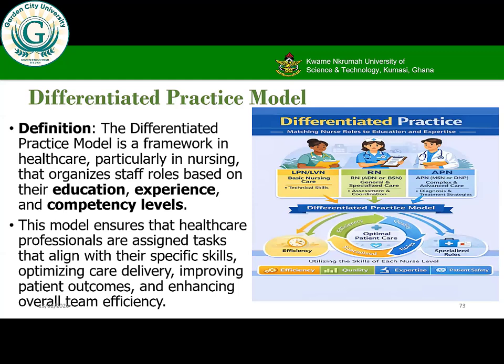So as you can see, there is optimal patient care. So we have our specialized roles. There is efficiency, so there is quality. So efficiency, quality, expertise, and patient safety. So we can utilize the skills of each nurse level, whatever level that we have. We can utilize this and provide coordinated care to the patient.